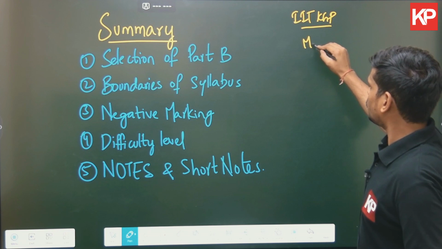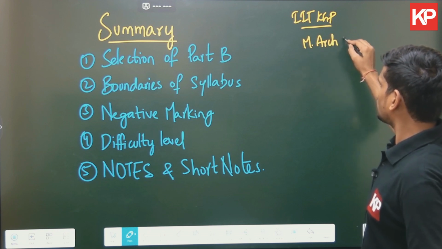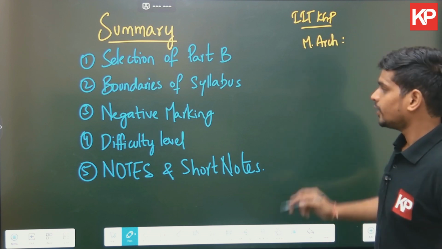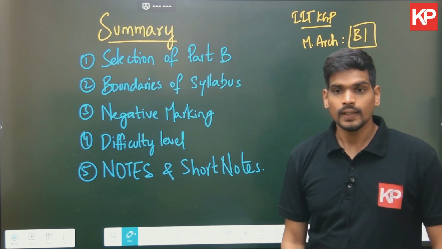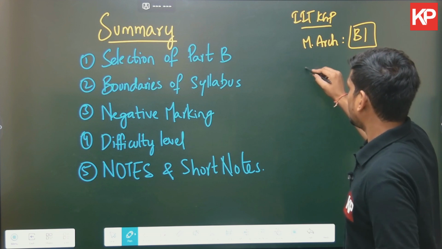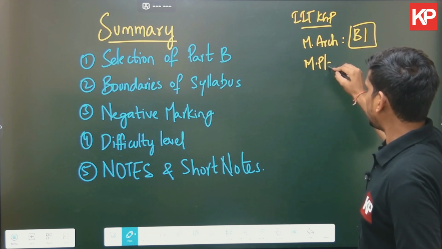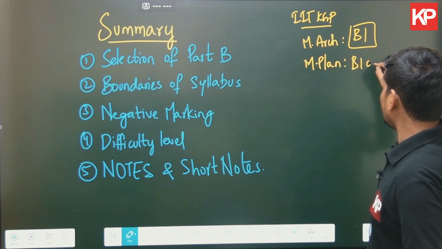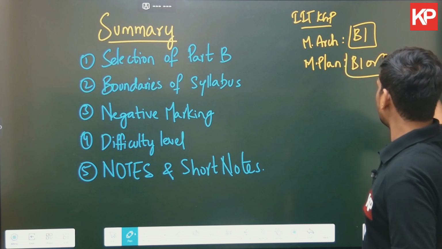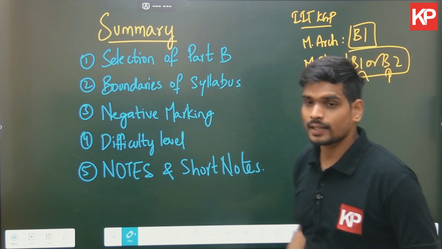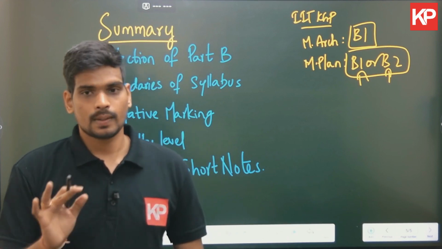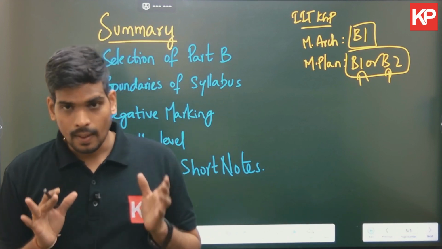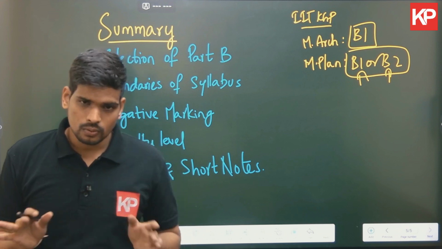As per the brochure, if you want an admission into MArch, you have to select part B1, that is the architecture part in part B. If you want an admission into MPlan, you can either select B1 or B2. You can select the architecture part or planning part and you can take admission into MPlan. But if you want admission in MArch, you have to attempt B1. That is something given in the brochure, but don't get misinformed.